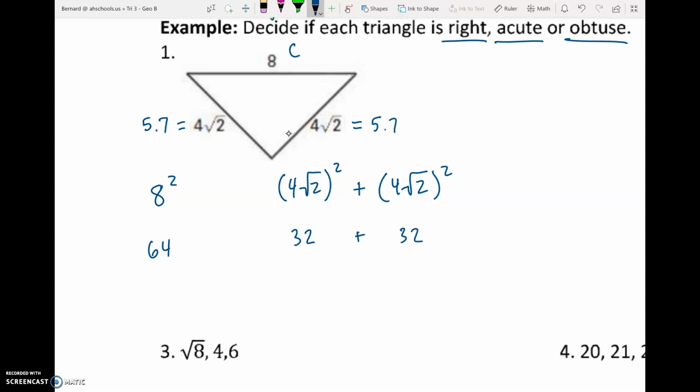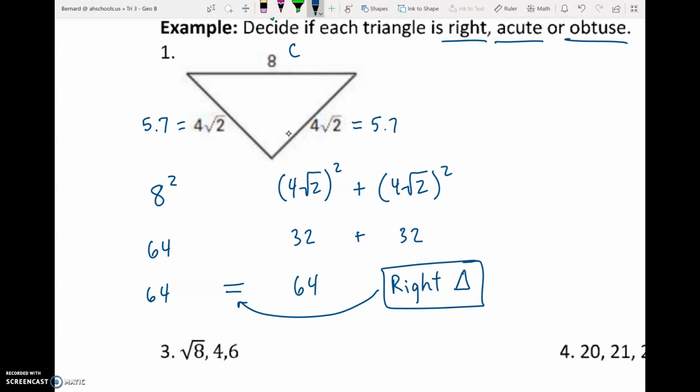And so let's step down one more time. Still has 64 on the left, but 32 plus 32 is also 64 now. So c squared was 64 and a squared plus b squared was 64. So they equal each other. And when they equal each other, we know it is a right triangle.